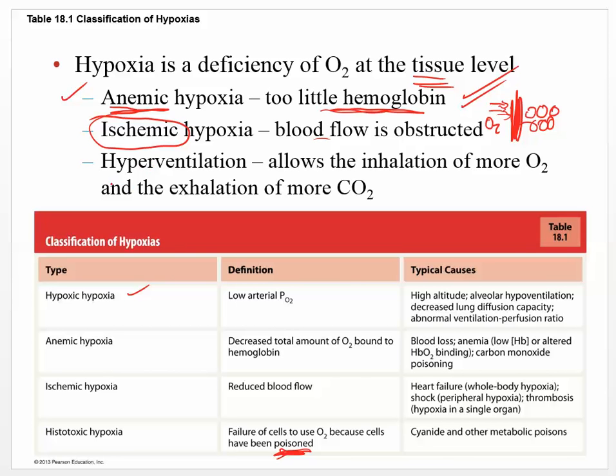Okay. Hyperventilation, we mentioned this in the last section too. Hyperventilation allows the inhalation of more oxygen, and remember, in case you missed it, hyperventilation is just breathing fast. That's ventilation that is fast. We usually think of it as associated with anxiety or a panic attack, but hyperventilation is just breathing faster. It allows the inhalation of more oxygen and the exhalation of more carbon dioxide. So that means your carbon dioxide levels decrease. What happens to the pH? The pH is going to go up because they go in opposite directions.